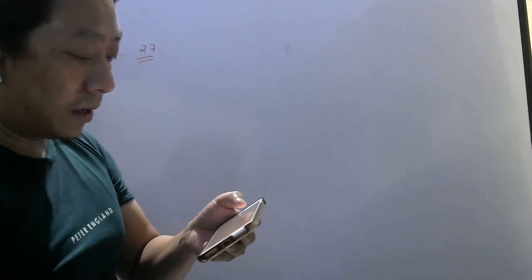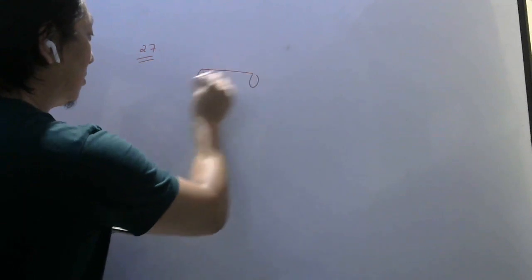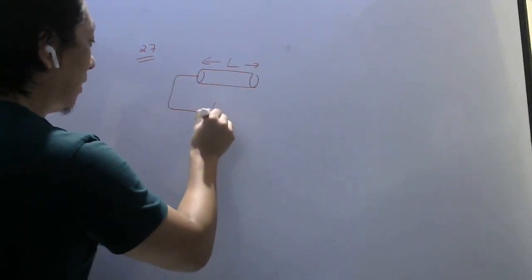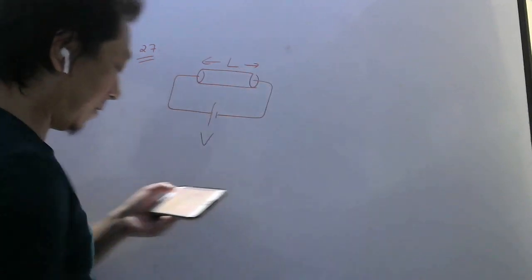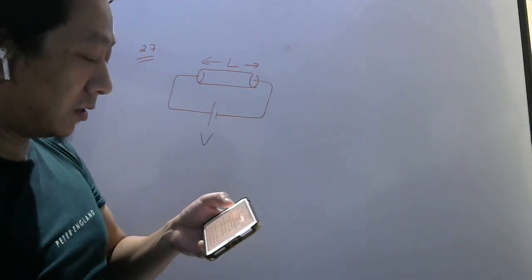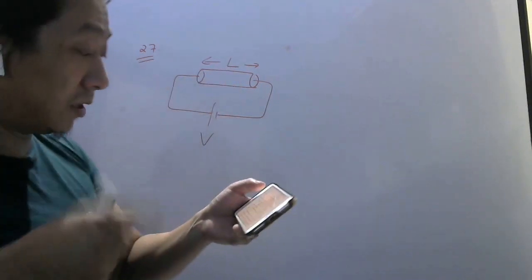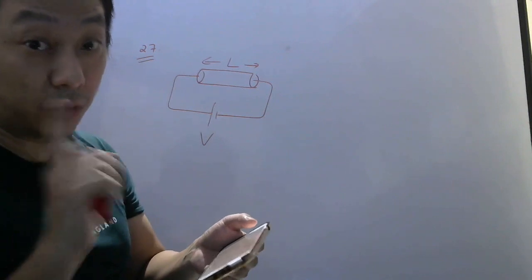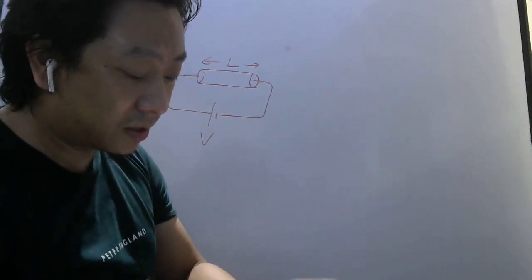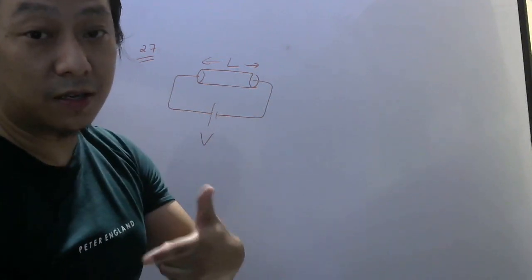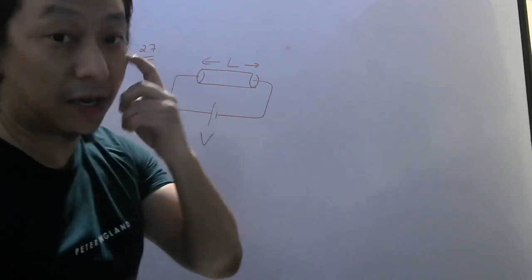A potential difference capital V is applied across a conductor of length L. Let's draw a picture, right? It's always nice to draw pictures. So there is a conductor and they have applied a potential difference V. If the length of the conductor is stretched, this conductor's length is stretched, keeping voltage constant, they are saying voltage is constant. The drift velocity of electron becomes how much?